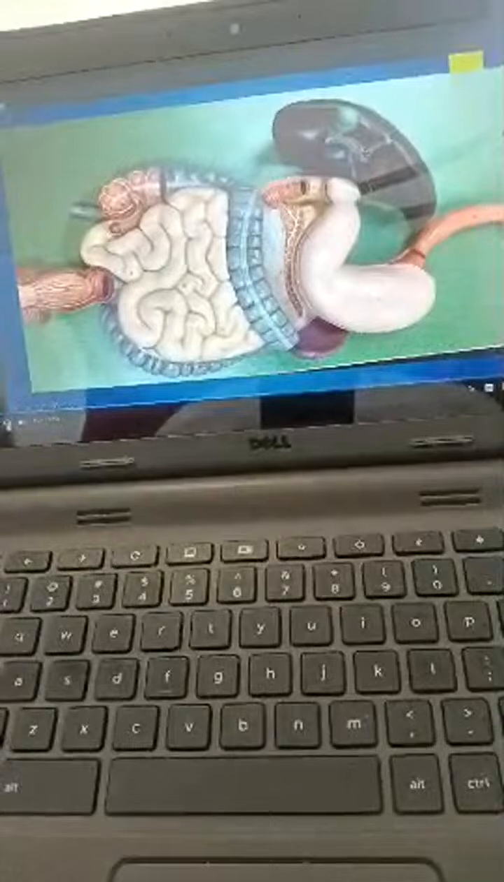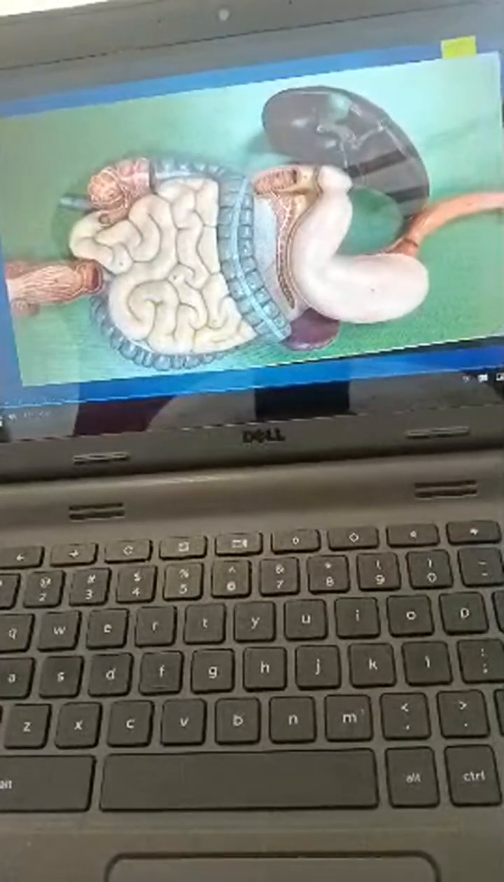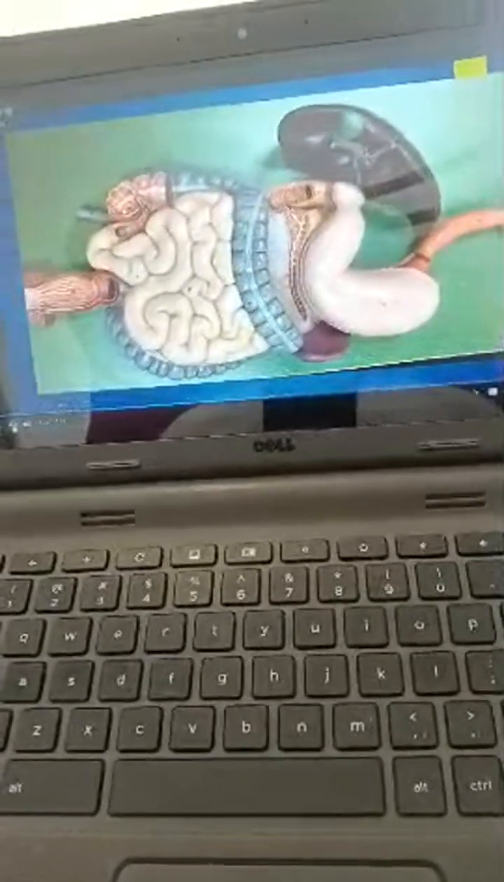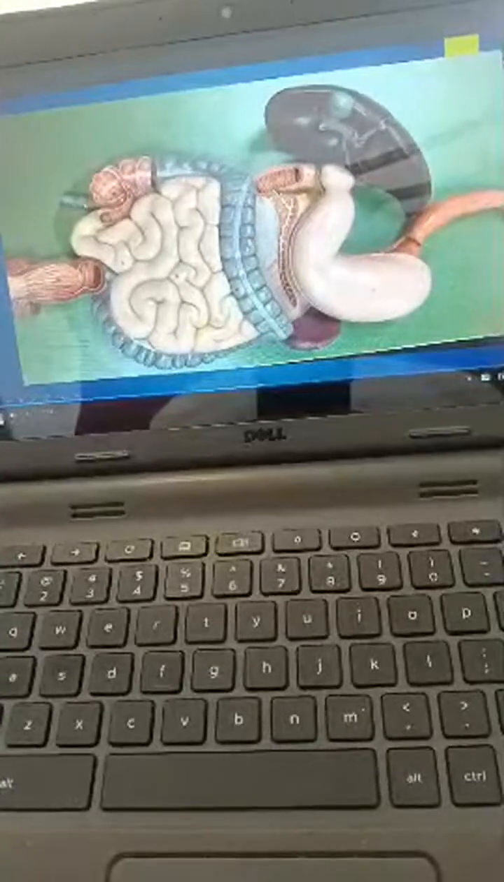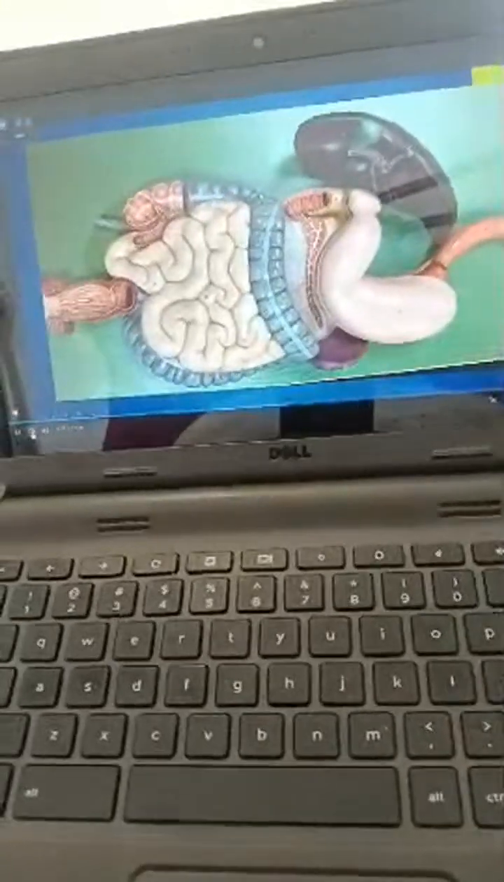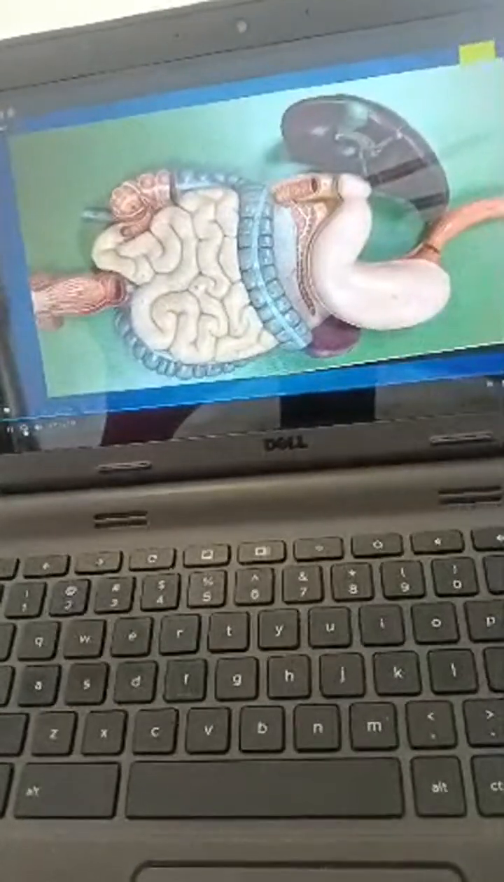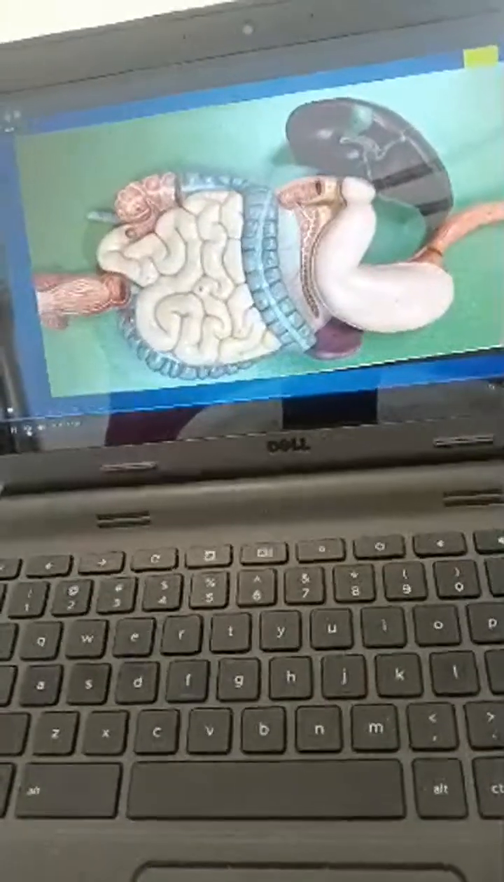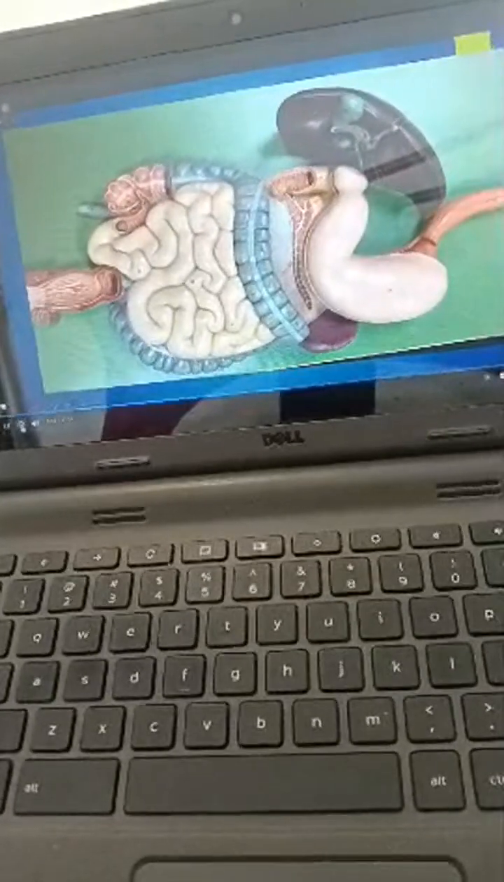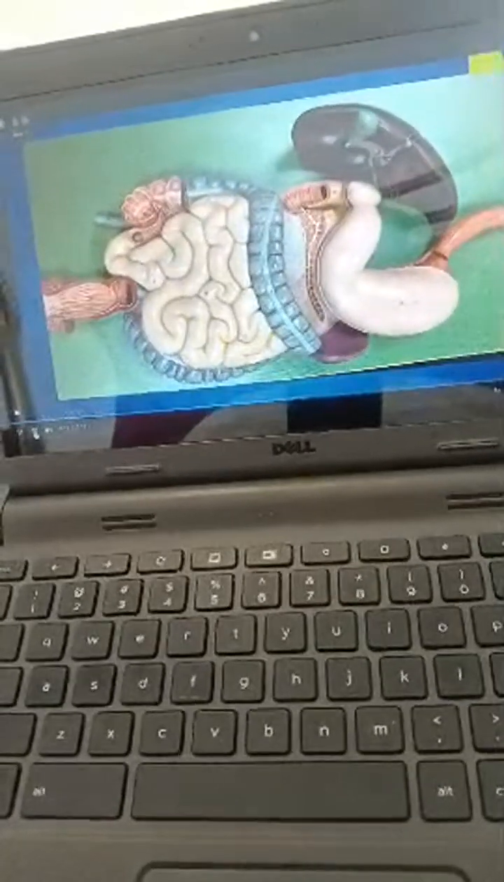Here's our ileocecal valve, how material goes from the ileum to the cecum. This is the cecum. Here's the appendix. This is the ascending colon, transverse colon, descending colon. Snaking back behind here is the sigmoid colon, makes it S shape. Here is the rectum and the anus.